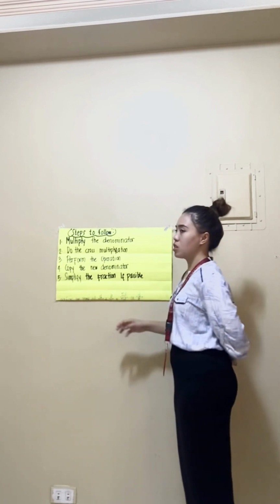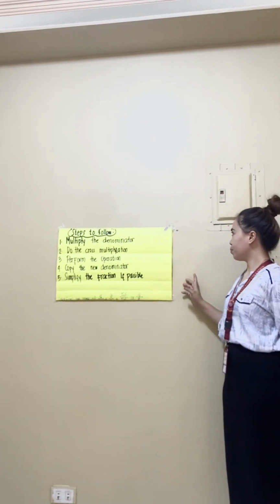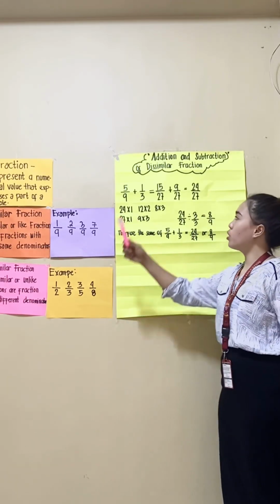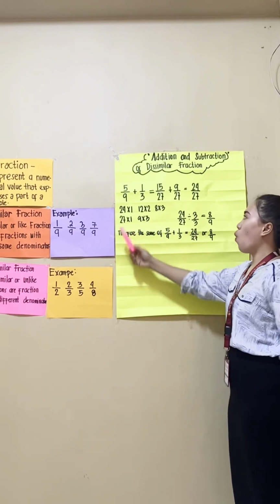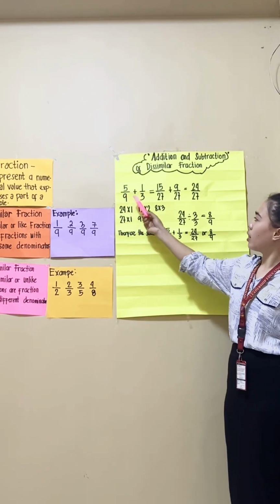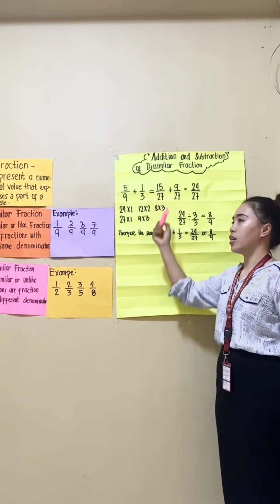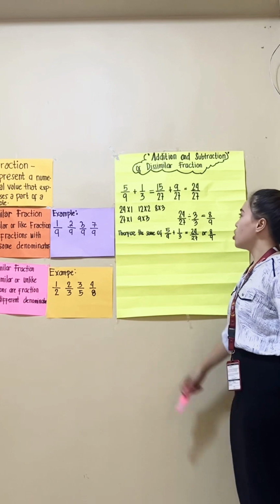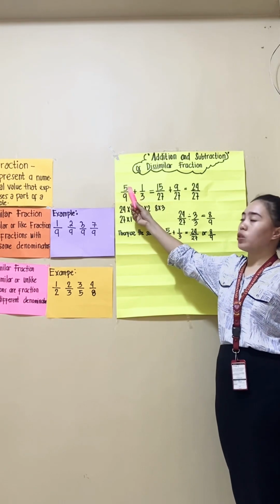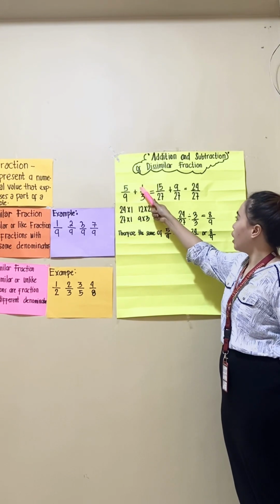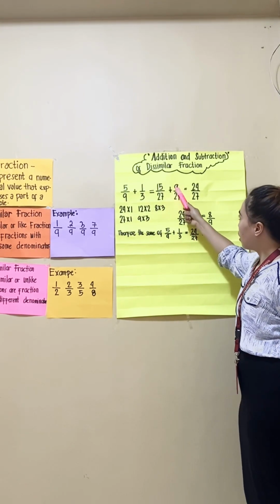Now let's solve this example. Let's do step 1. First is to multiply the denominators. Our denominators here are 9 and 3, so 9 times 3 equals 27. The second step is to do the cross multiplication. First, 5 times 3 equals 15, and 9 times 1 equals 9.